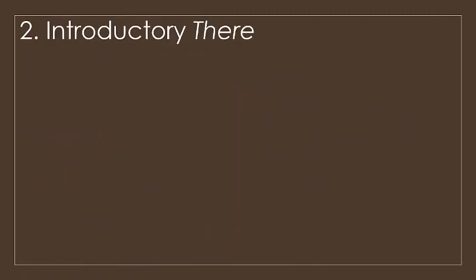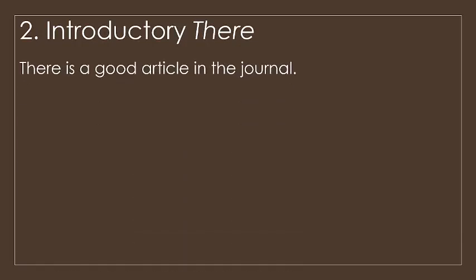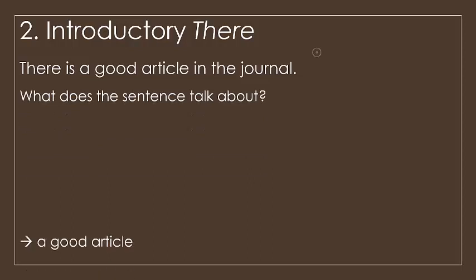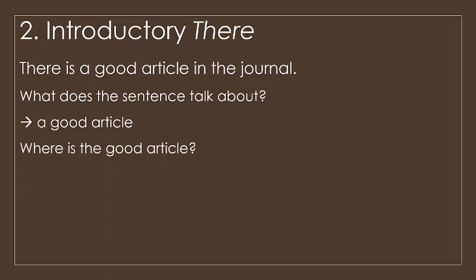Well, now let's talk about the next type of sentence, the introductory there. We have a sentence, there is a good article in the journal. The question is, what does the sentence talk about? And the answer is a good article. The answer is, it's about a good article. The question again is, where is the good article? And the answer is in the journal.